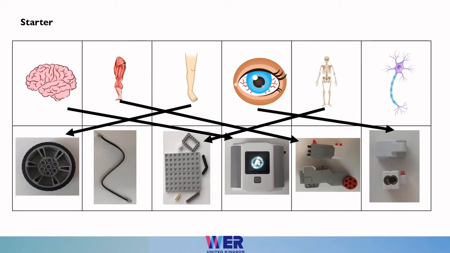Lastly, what are the neurons of our robot? It's the wires. What are neurons? They are nerve cells that carry electrical messages around your body.